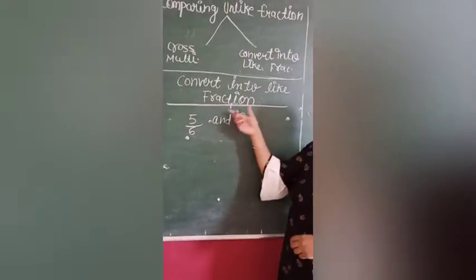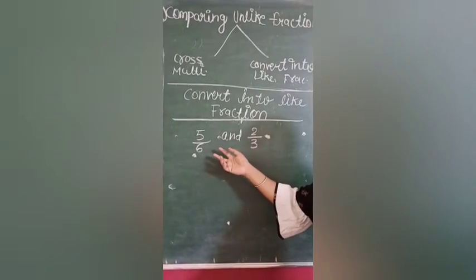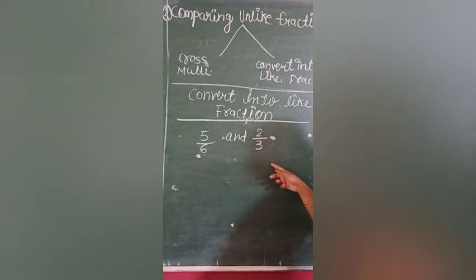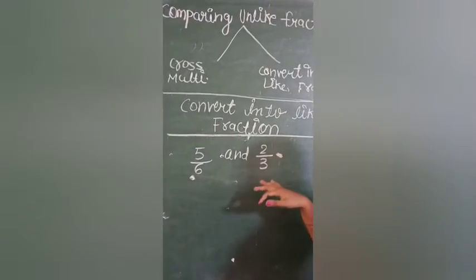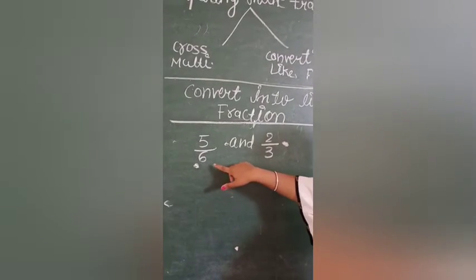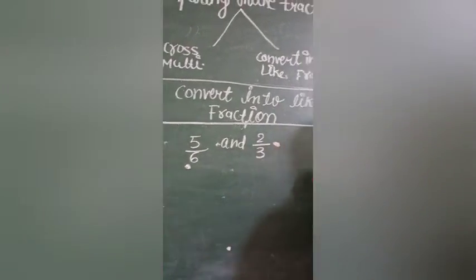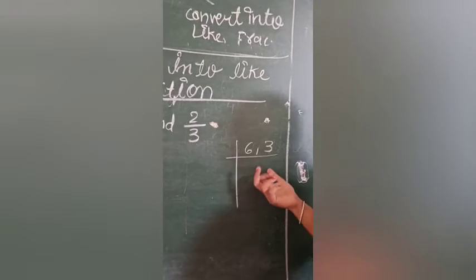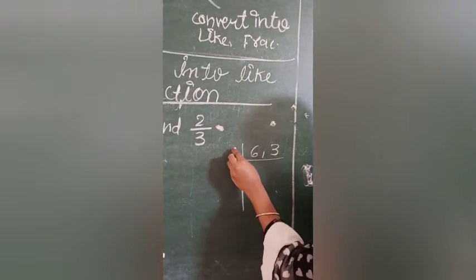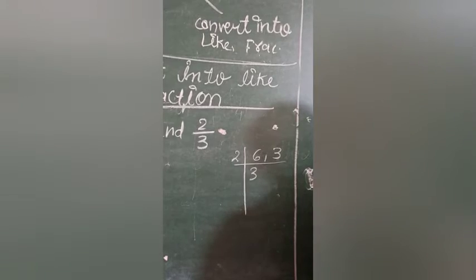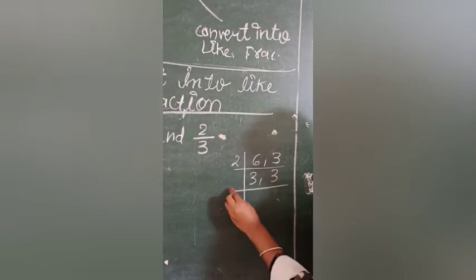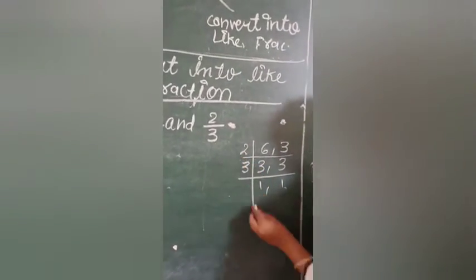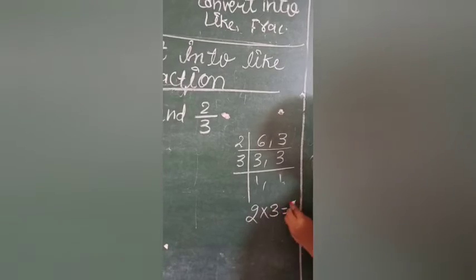Now convert into like fractions. Here we have 5 by 6 and 2 by 3, which are unlike fractions. So we convert into like fractions. First we find the LCM of the given denominators. Here we have numbers 6 and 3. We find the LCM by long division method. Start with the smallest prime number, which is 2. 2 3s are 6, 3 as it is. Again 3 1s are 3, 3 1s are 3. So you see we get 2 and 3, which is 6.